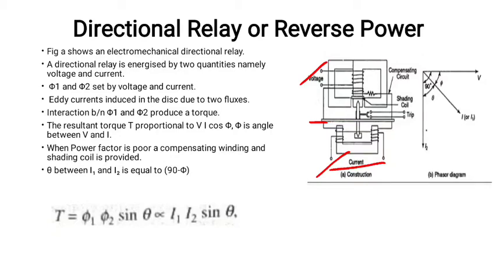So to produce the maximum torque during the fault condition, when the power factor is very poor, a compensating winding and shading are provided as shown in the figure. Here, the torque T is equal to phi1 phi2 sin theta. Phi1 is because of current I1, phi2 is because of I2. Therefore, T is proportional to I1, I2 and sin theta.